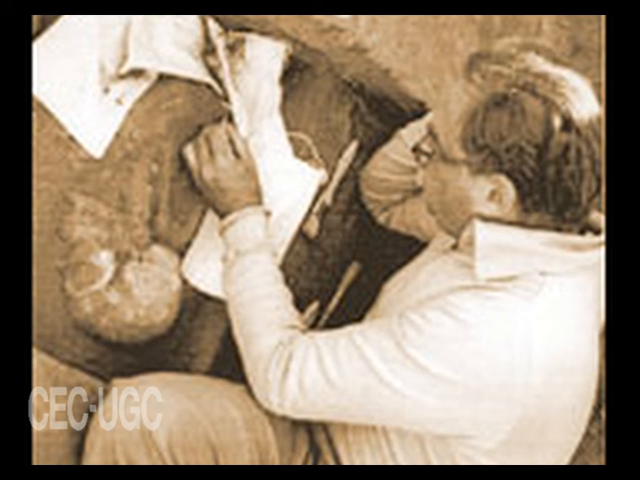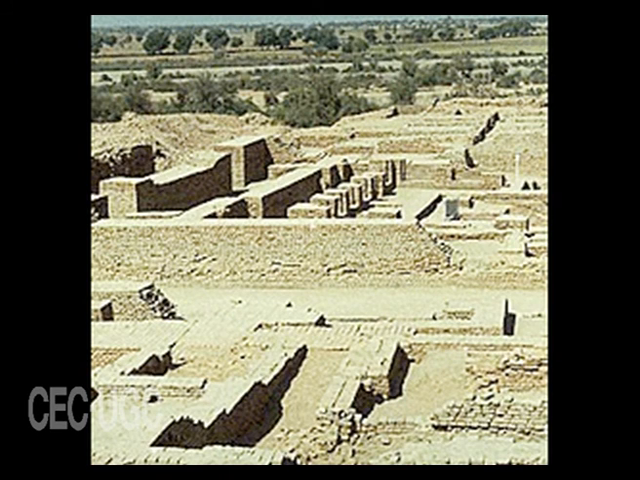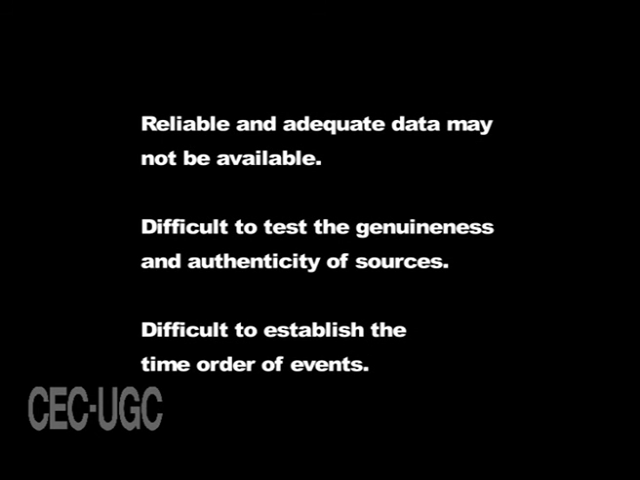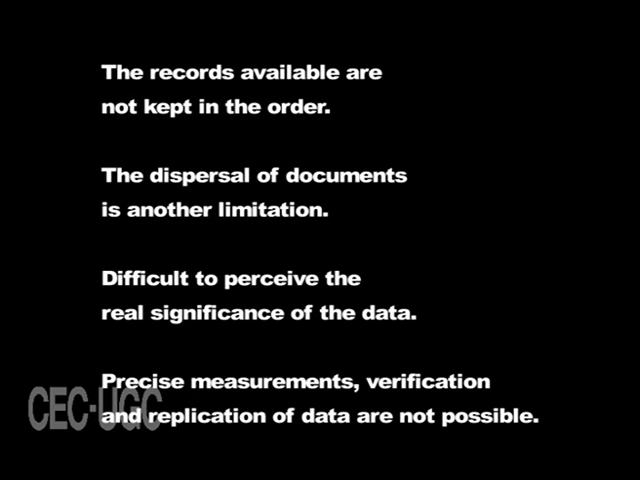Limitations and difficulties in historical research. As historical research is concerned with the past, reliable and adequate data may not be available. The remoter the past, the greater the difficulty in obtaining relevant facts. It is also difficult to test the genuineness and authenticity of sources and the data available from them. Personal biases and private interpretations often enter unconsciously. It is difficult to establish the time order of events. The records available are not kept in the order and with the precision that a researcher expects. Hence, the researcher's inferences may not be full or accurate.